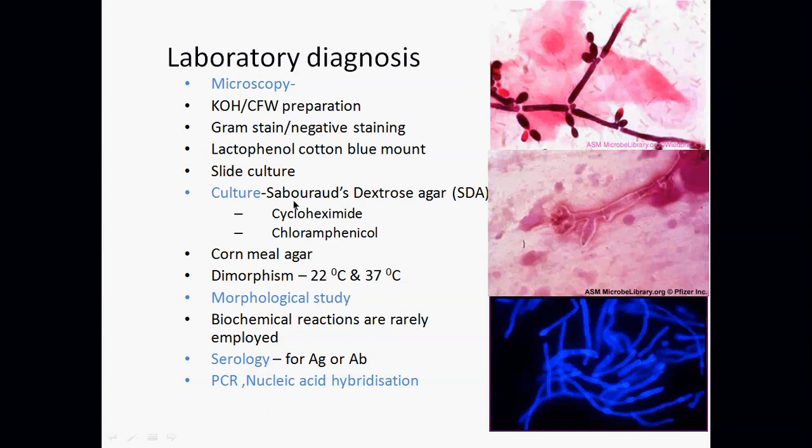Sometimes these specific fungal culture media are supplemented with antibiotics so as to inhibit the bacteria. You can add cycloheximide and chloramphenicol into these media to make them selective for fungi. Then corn meal agar is another medium which is basically used for seeing the characteristics of yeast-like fungi like Candida, and you can also study the dimorphism of fungi at various temperatures. We will go through this in detail later on.